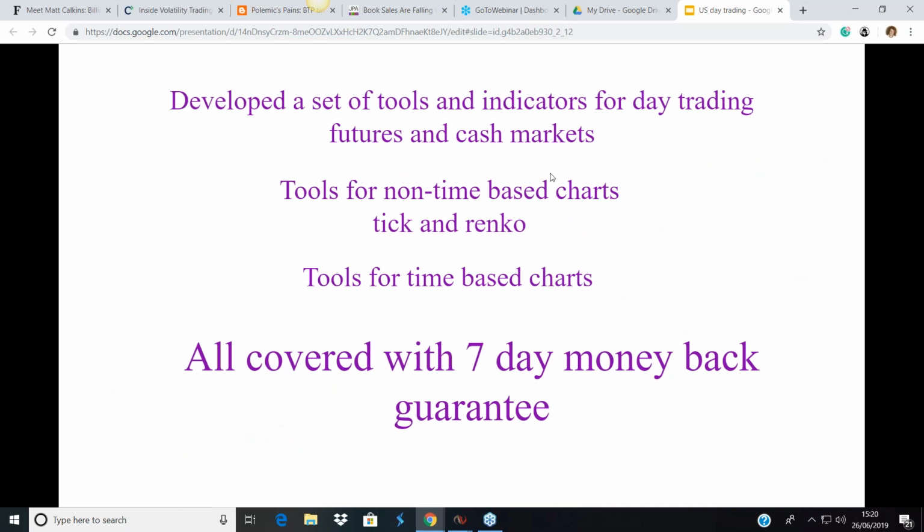Right, here we are. In tandem, we have also developed a set of tools and indicators for day trading the futures and the cash markets. And those of you who have the tools will know that they're both time-based and non-time-based, essentially tick and Renko.